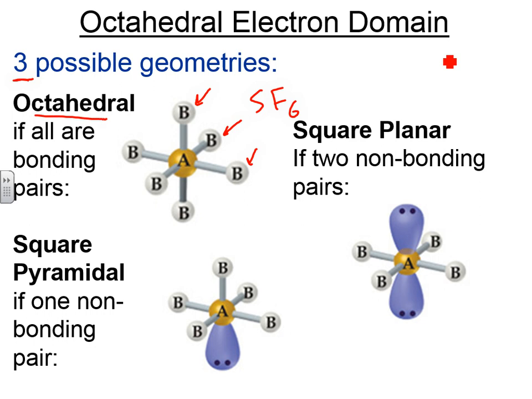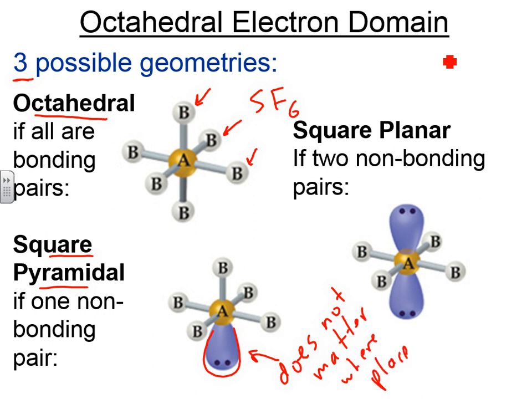Then, if one of them is an empty pair, then you call it square pyramidal. Now, in this case, it does not matter where you put the empty pair. In other words, it doesn't matter if you put it on an equatorial position or an axial position, you'll get the same shape because all of these are equivalent.